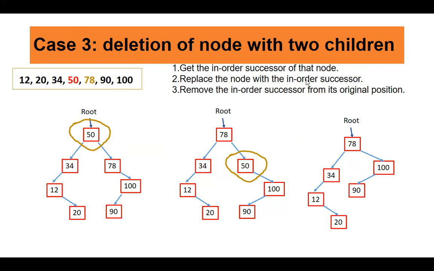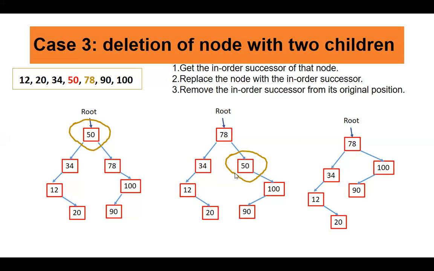Now what you do, the second step is what? Replace the node with the in-order successor. Now the in-order successor is 78. So you'll be replacing 50 with 78. Right? So 78 is moved up, 50 is moved down. Right? Now remove the in-order successor from its original position. Fine. So the in-order successor is moved from this position to this.